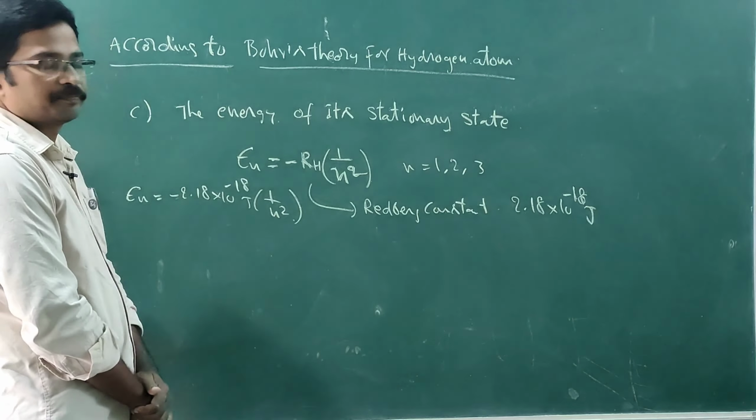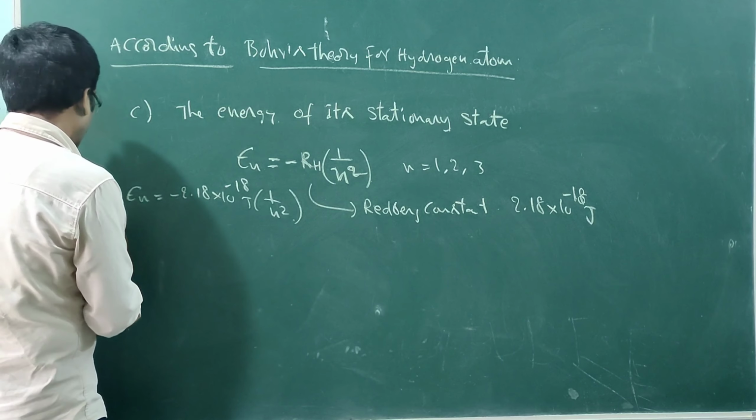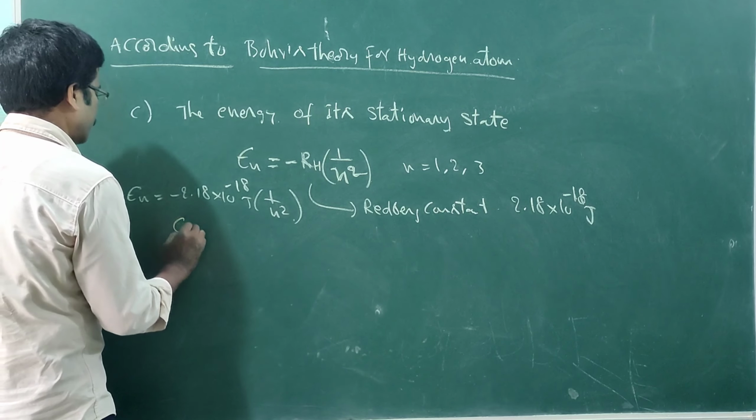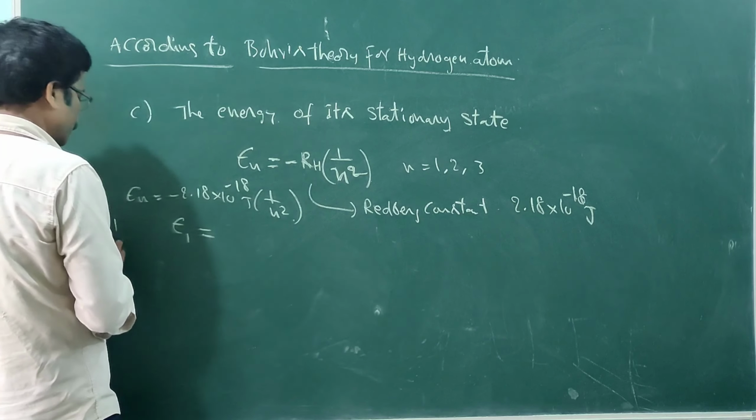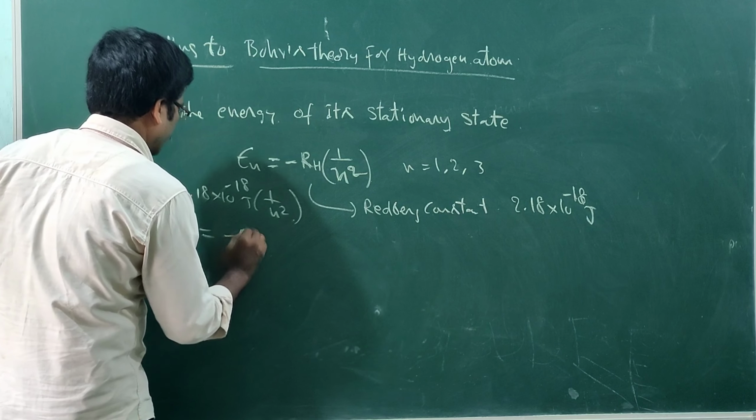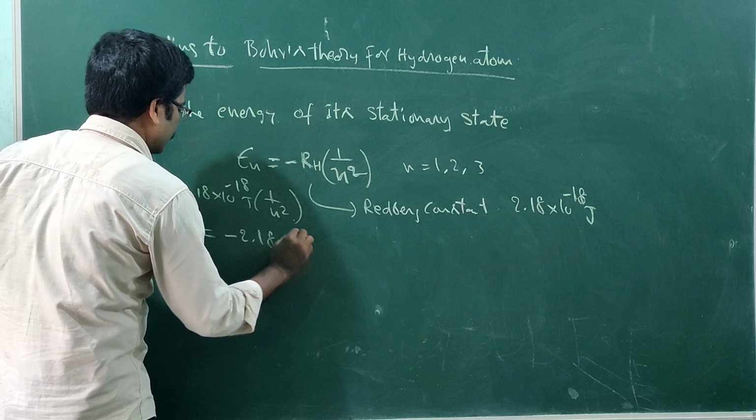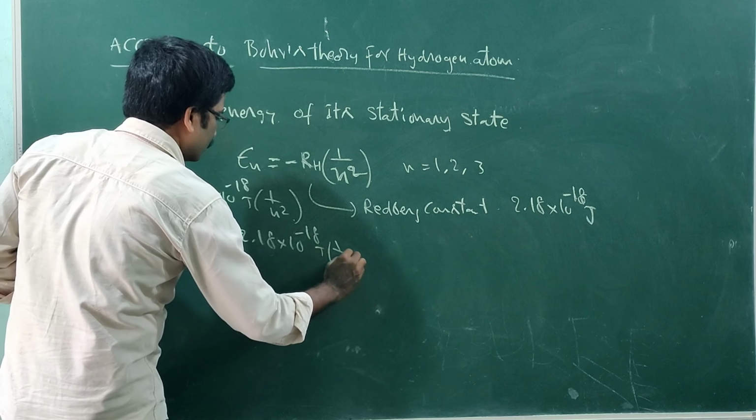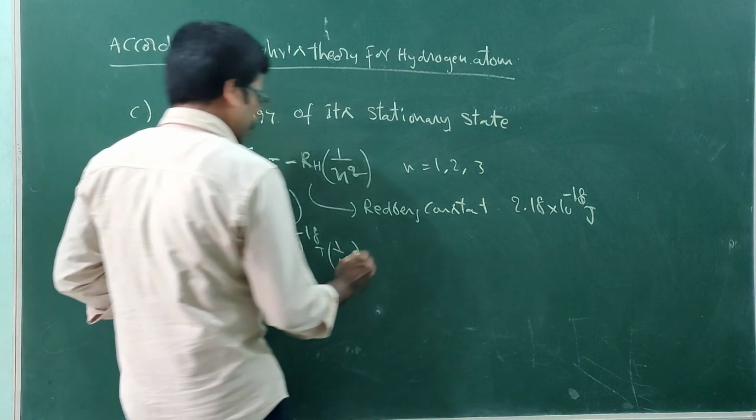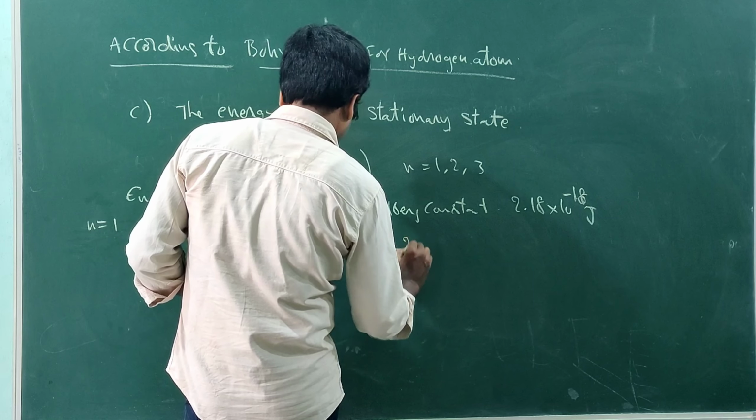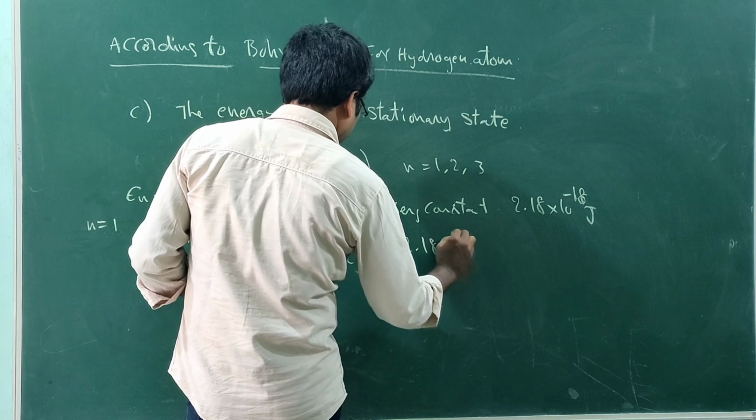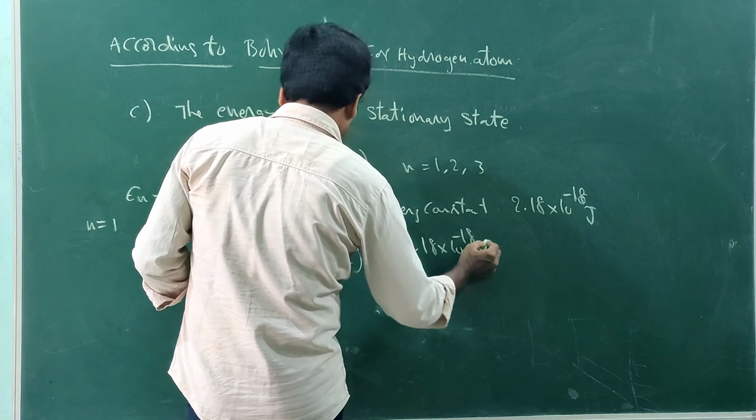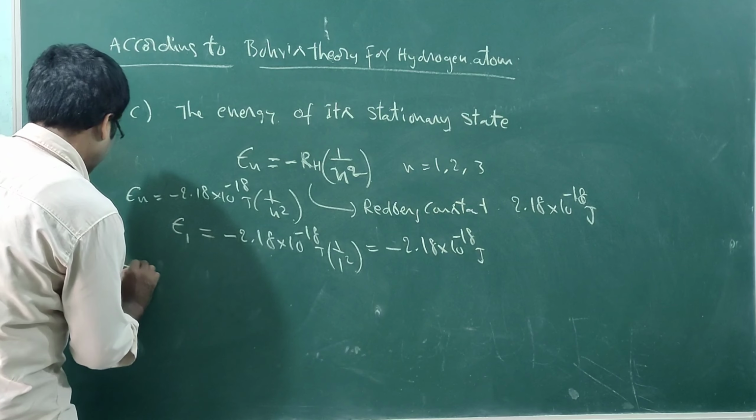For n is equal to 1, you may write like this: E1 is equal to minus 2.18 into 10 to the power of minus 18 joules, 1 by 1 square. You may write it like this: minus 2.18 into 10 to the power of minus 18 joules.